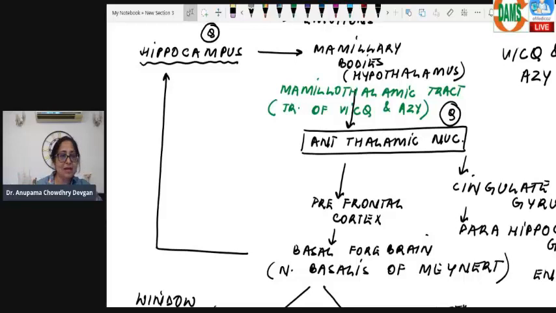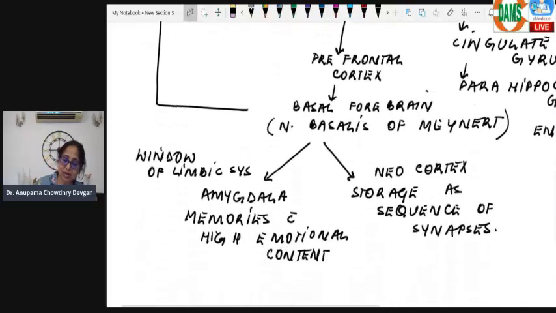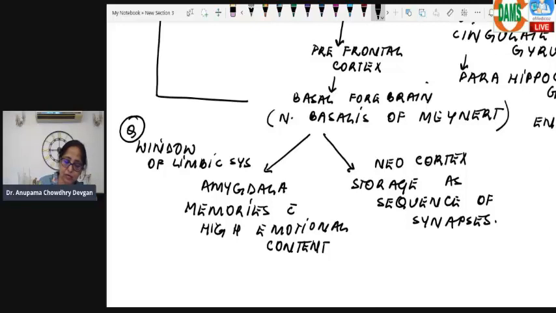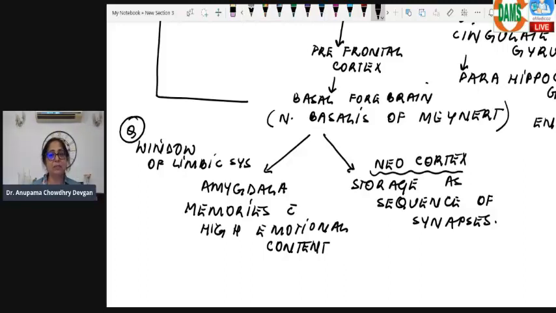Now, this question has been asked a number of times. Which part is concerned with conversion of short-term to long-term memory? Answer is hippocampus. What is the window of the limbic system? The amygdala. Where does the storage take place? Storage is in the neocortex. The storage will be as a sequence of synapses. Okay?